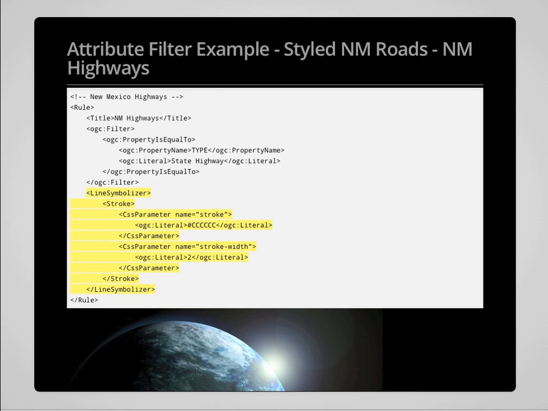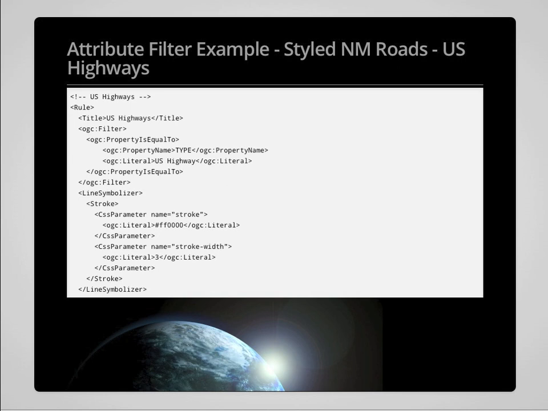Looking at the U.S. highways, we have a similar pattern where we have defined an additional rule where that rule is given a different title, in this case, U.S. highways. We are again defining a filter element and doing another test for equivalence, where again our property name is type, so that is the property that we want to compare to some value, where that value in this case is US highway. So as with our previous New Mexico highways definition, only those features that have a type equal to a value of US highway will have this rule applied to it.